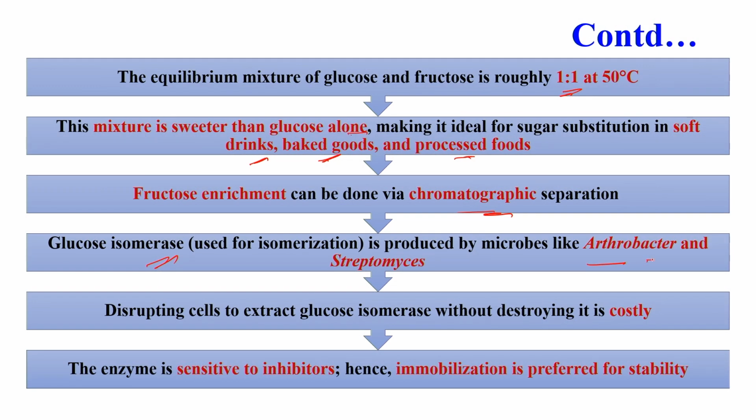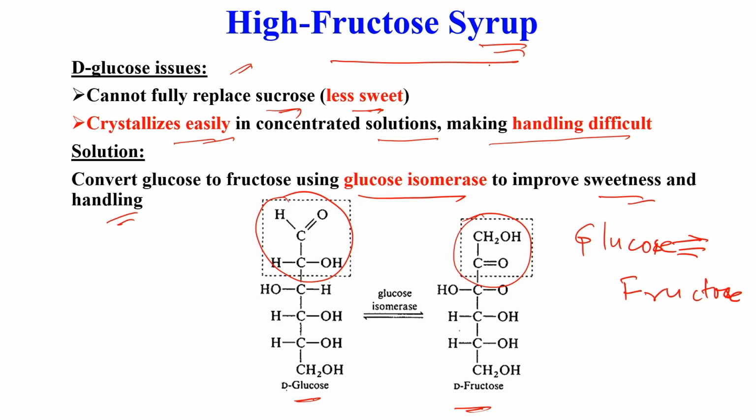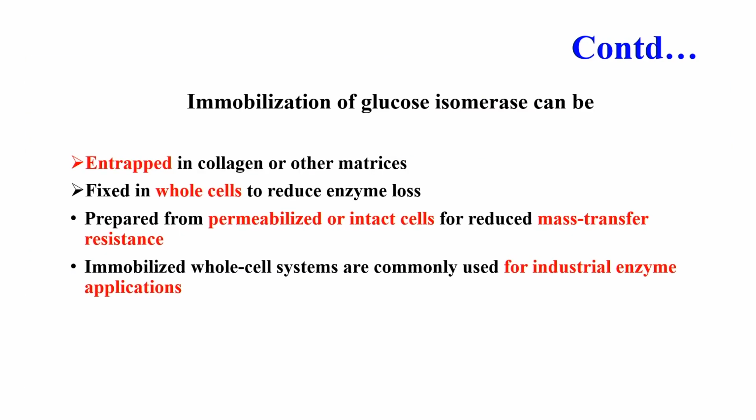One example is Arthrobacter and Streptomyces. Disrupting the cell to extract glucose isomerase without destroying it is costly. So, glucose isomerase is an intracellular enzyme. The enzyme is sensitive to inhibitors and immobilization is preferred for stability. This is the reason we produce glucose isomerase and further it is immobilized during the production of high fructose syrup.